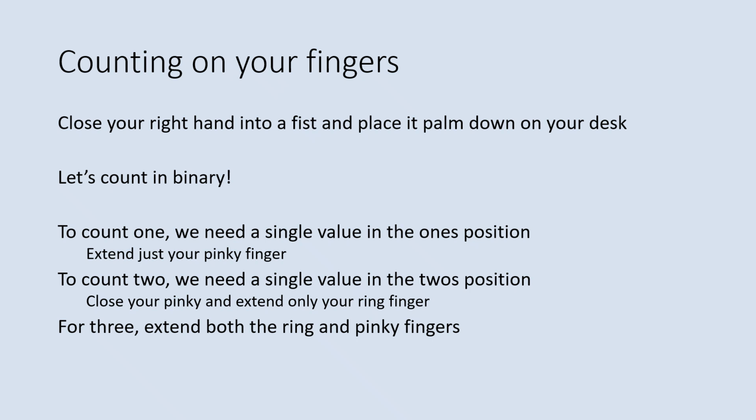We keep doing that, and so 4 is 1 more than that. The 2 fingers that we have extended, the ring and pinky fingers, come back in. The middle finger is extended, and that is 4. 5 would have the middle finger and the pinky finger. 6 would be the middle finger and the ring finger. And this can keep going until we have all 5 fingers extended.